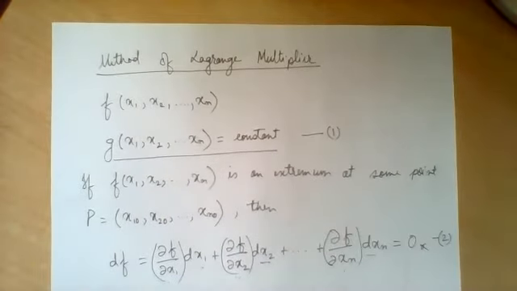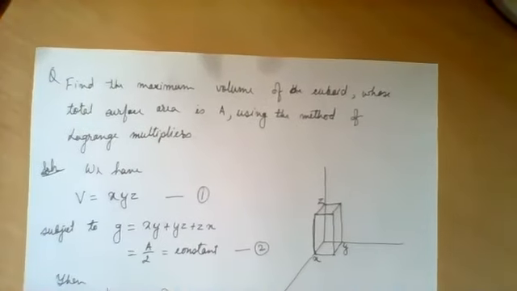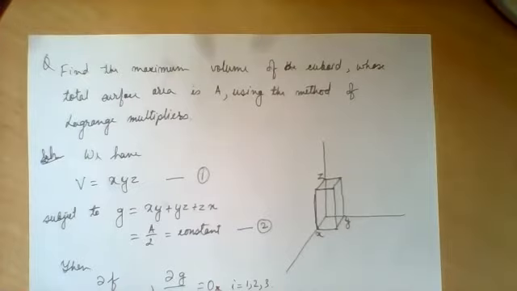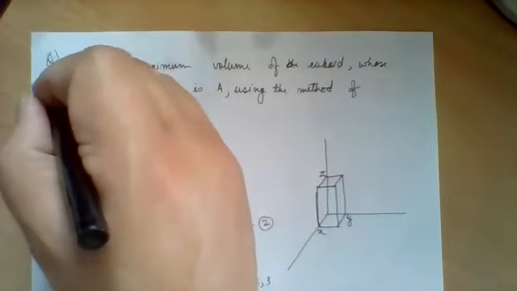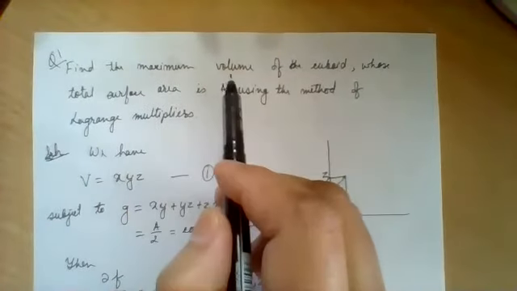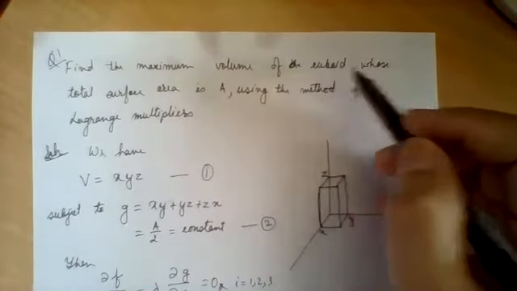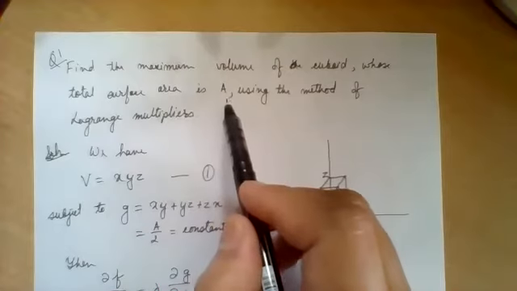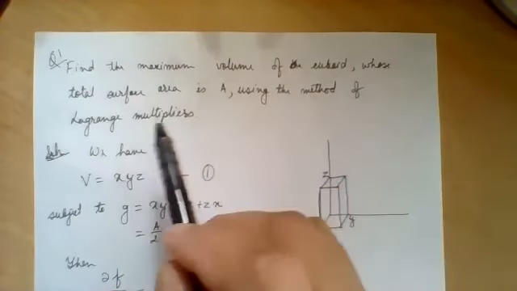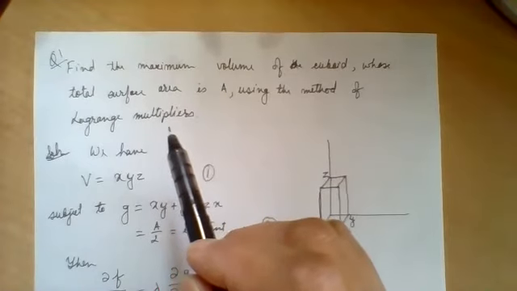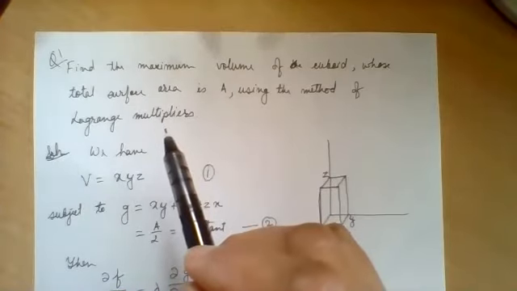So let us consider one example, and that example is given by this. Can you see this? Question, example number 1: find the maximum volume of the cuboid whose total surface area is capital A, using the method of Lagrange multipliers.